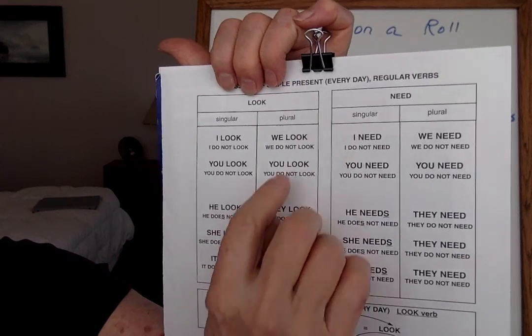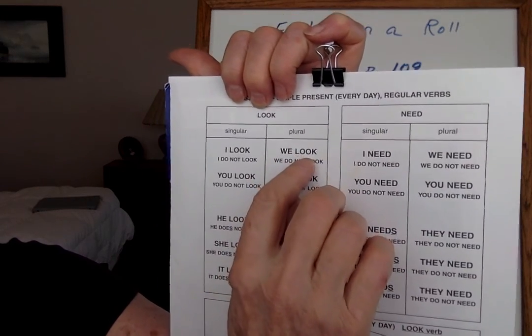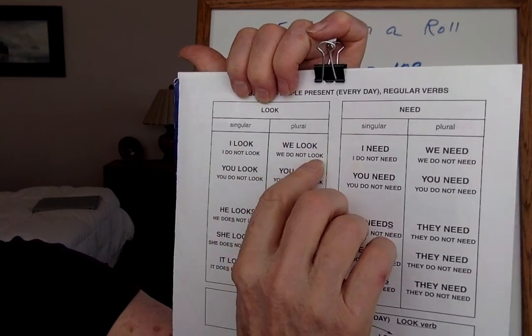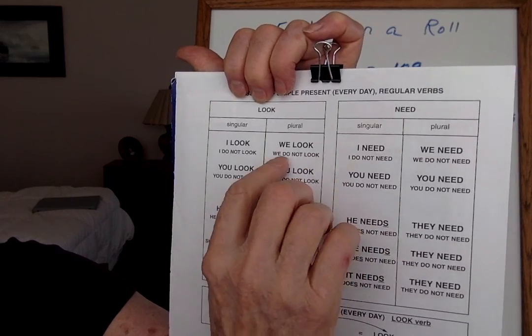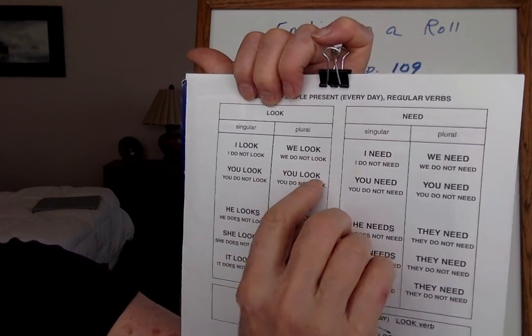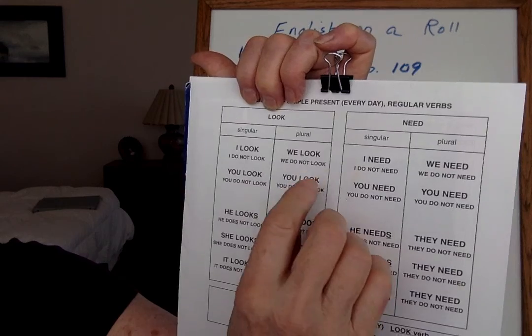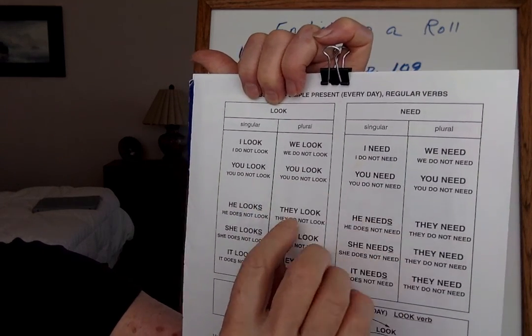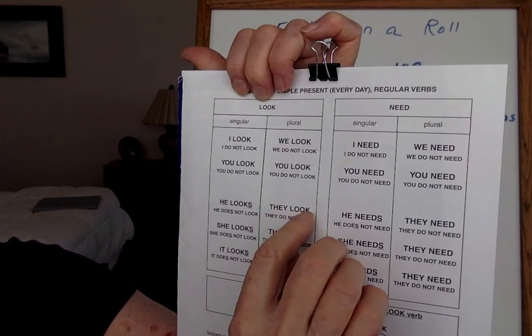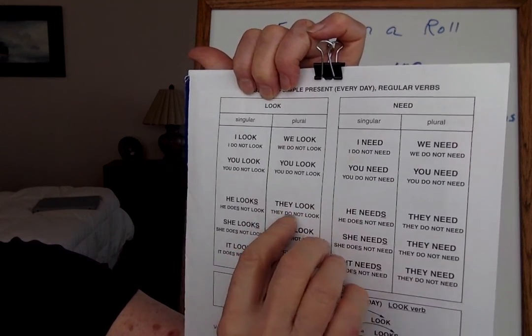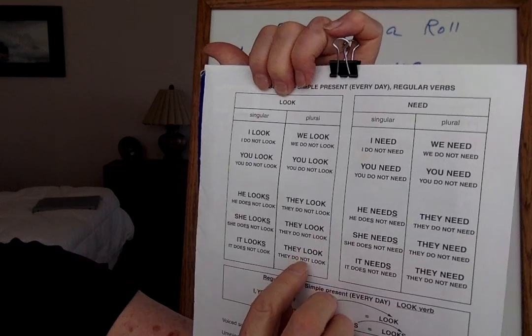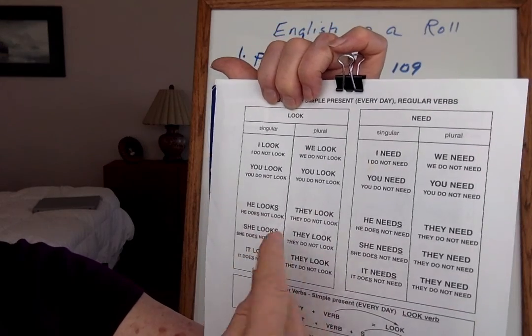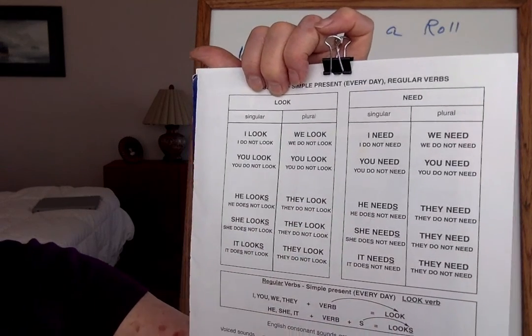Now here's plural. We look. Raíz. We do not look. Usamos do. You look, plural, singular, mismo, you do not look. Here's they look, they do not look. They look, mismo, he, she, it, plural, solamente they, right?